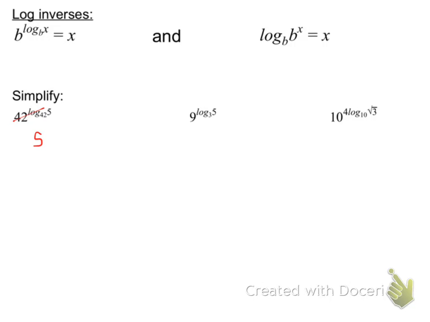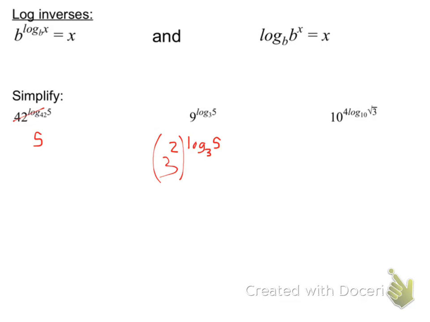The next one is 9 to the power of log base 3 of 5. Uh-oh. 9 and 3 are not the same, are they? 3 times 3 is 9. But what does 3 times 3 really mean? Or what's another way to write that? 3 squared. Ooh, I like this. So could I do 3 squared to the power of log base 3 of 5?